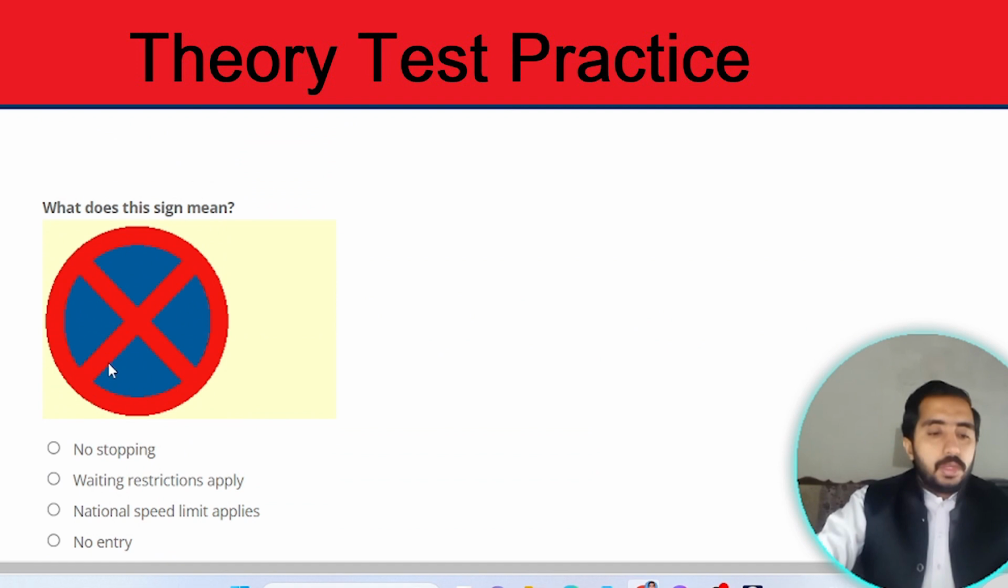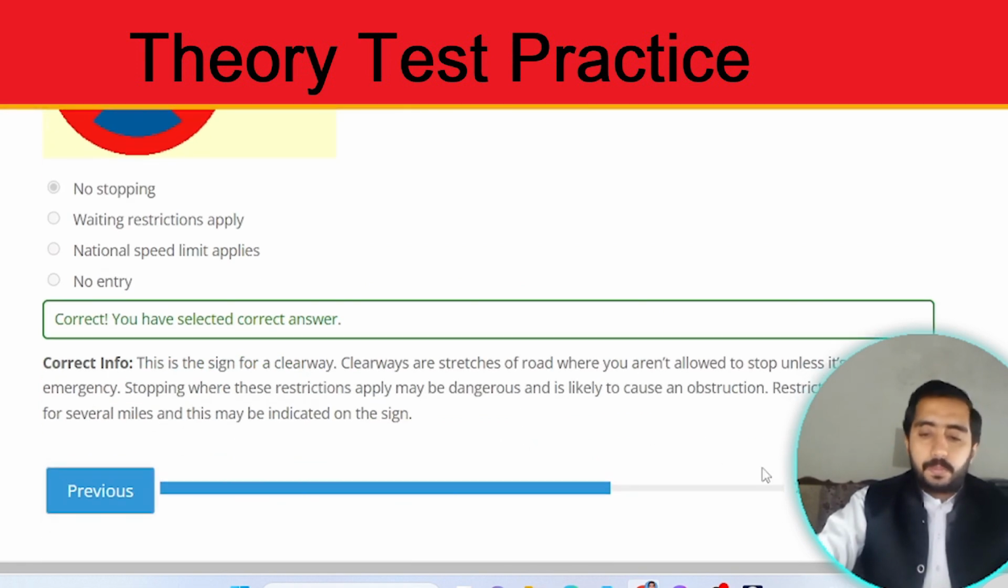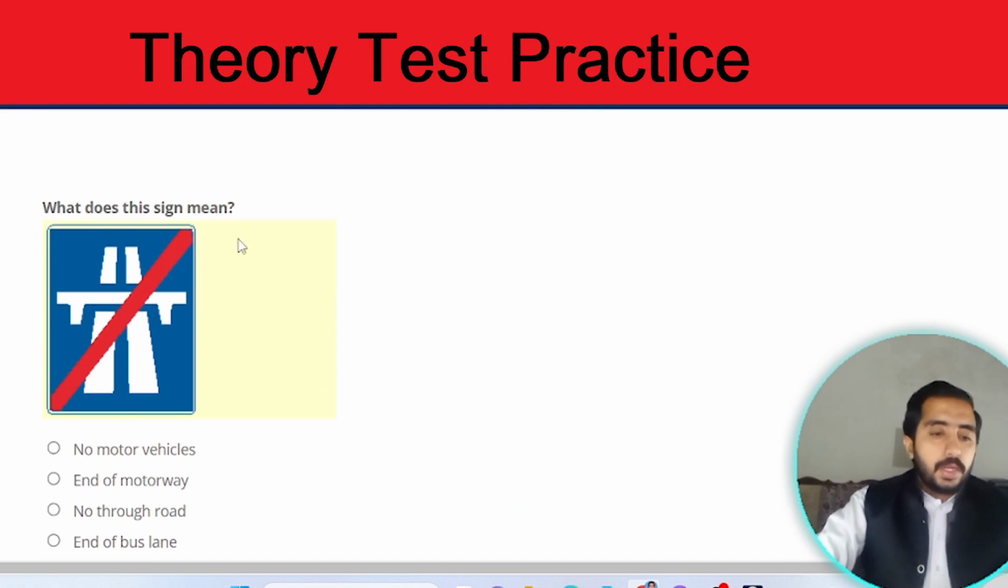Next one. This sign is represented by no stopping. You don't need to stop. Next. And this sign is represented by the end of motorway. Next one.